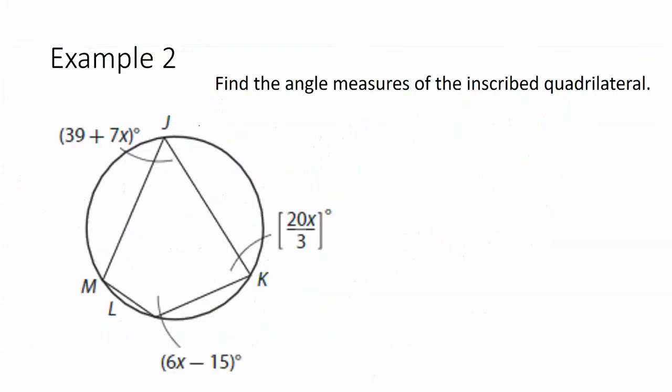All right, example 2. So here's another example. Find the measures for the inscribed quadrilateral. Looks like we're solving for x, right? Because x is going to give it to you.